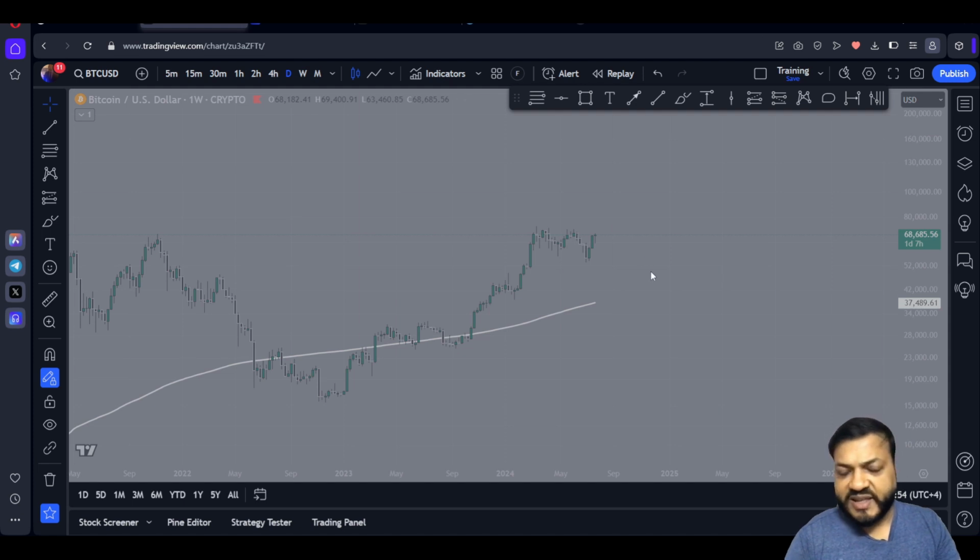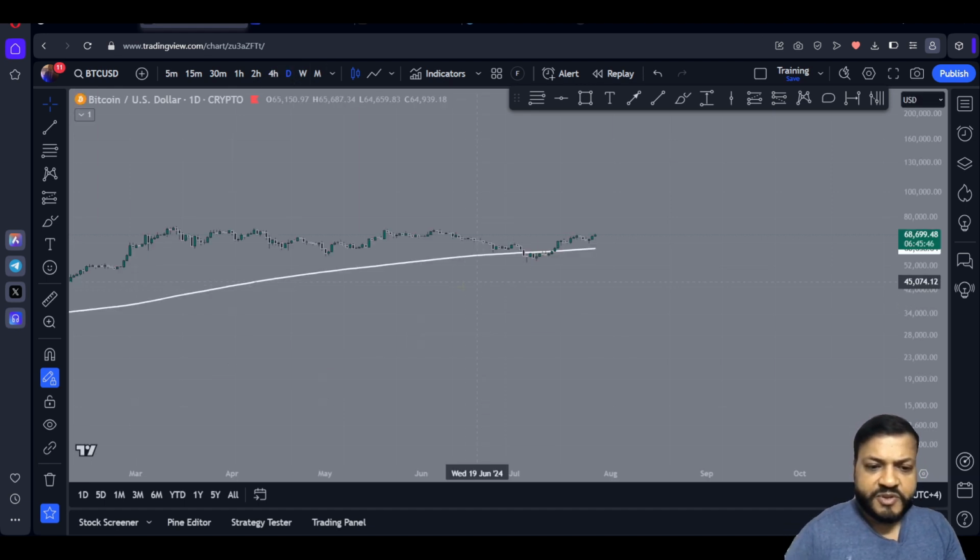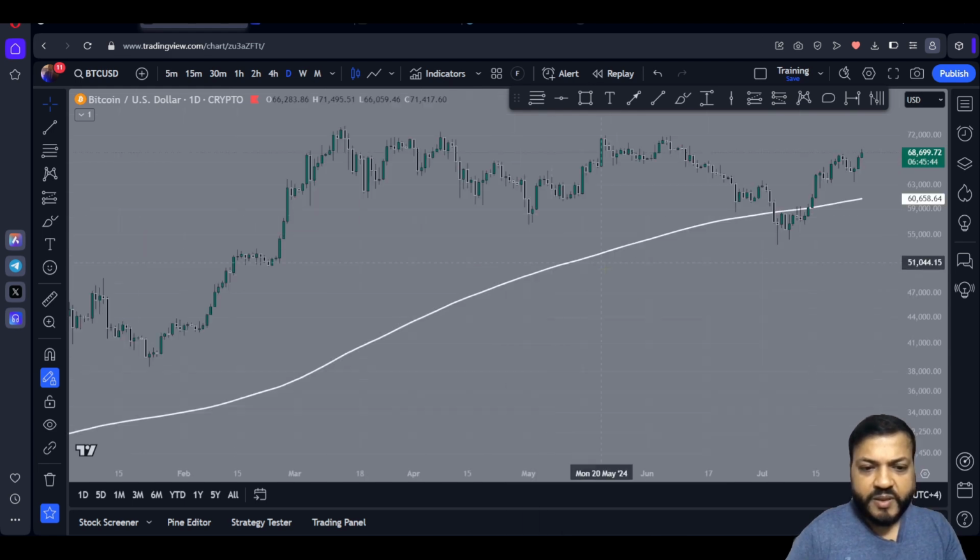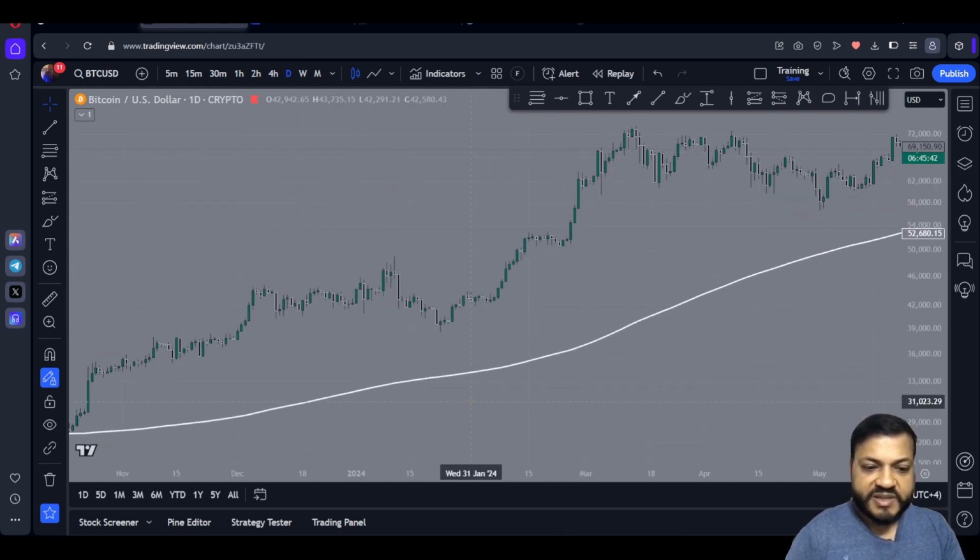So we go to the daily chart and you see it the same way. The 200 moving average works on any time frame and anywhere. It's not like it's only going to work on the higher time frame and not the lower time frame. It works anywhere and beautifully. Okay, so here we are. And now see this again.